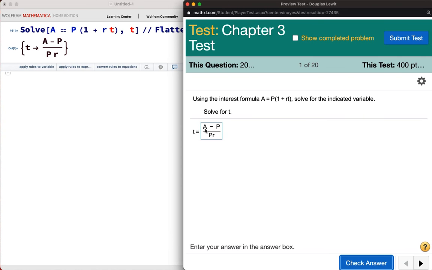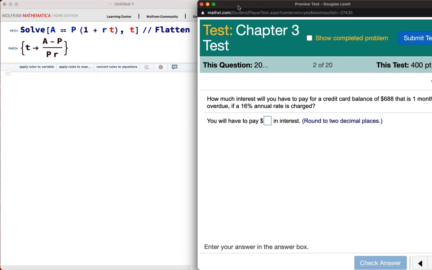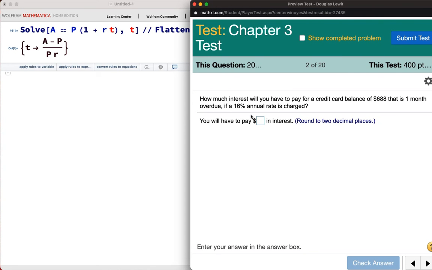Notice, by the way, capital A, capital P, lowercase r. Pearson is case sensitive. So is Mathematica. You should remember that. Okay. I believe this is a simple interest problem. How much interest will you have to pay for a credit card balance of $688 that is 1 month overdue if a 16% annual rate is charged?